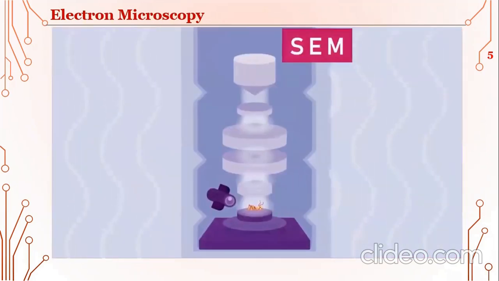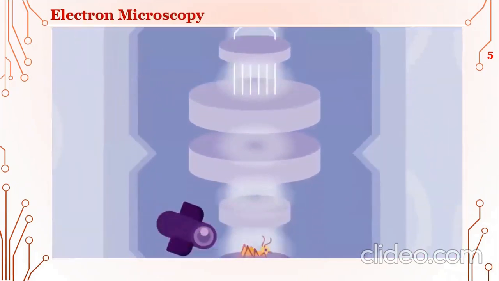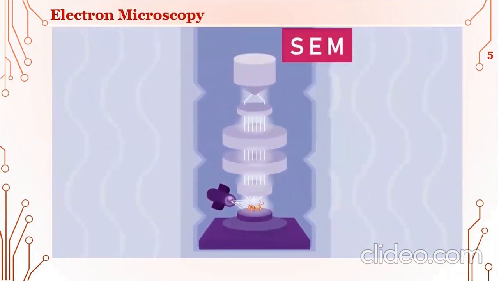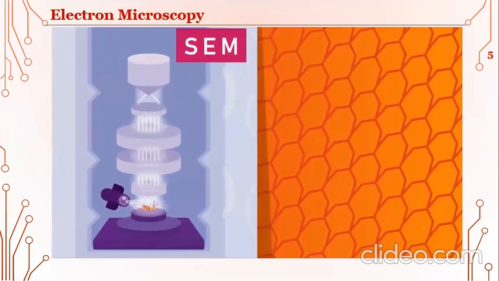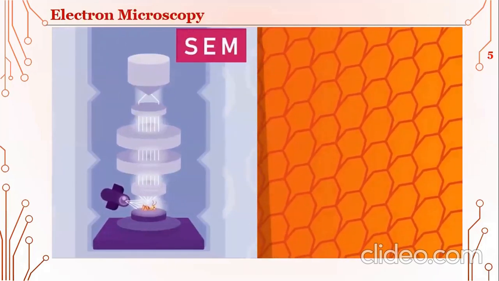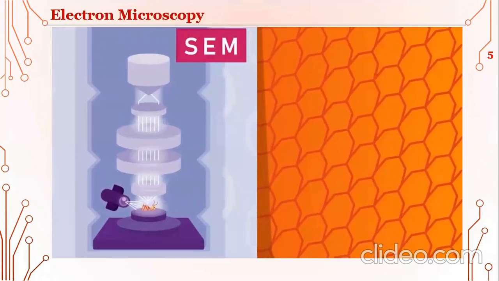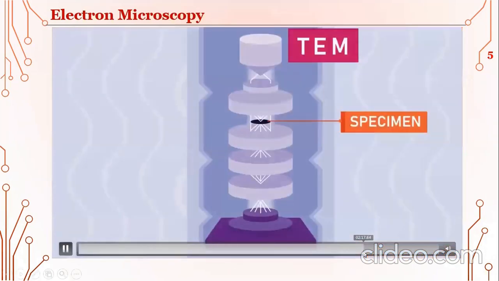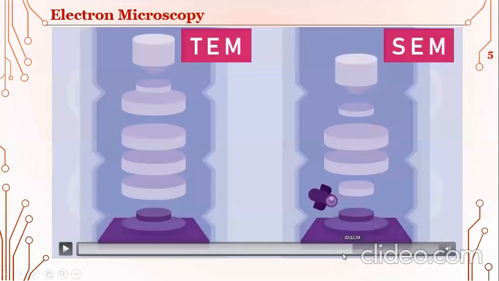In a scanning electron microscope, the electron beam is used to scan the surfaces of structures, and only the reflected beam is observed. The advantage of this is that surface structure, for example, like the chitinous outer body of insects, can be seen in great detail.